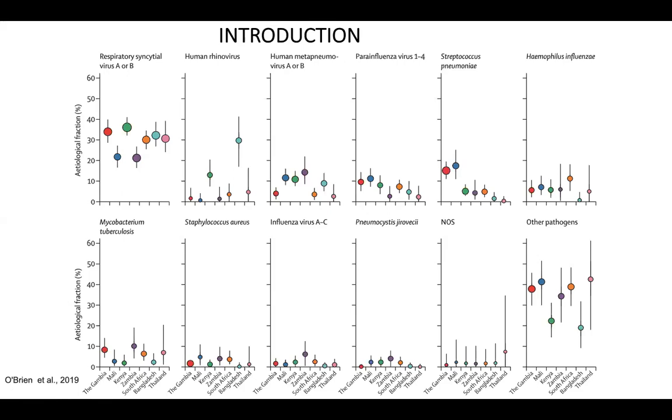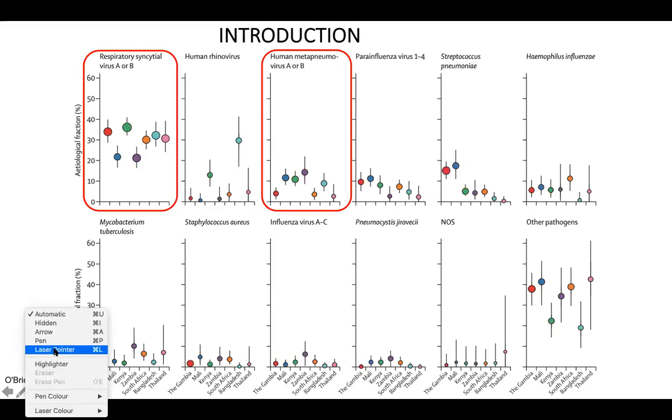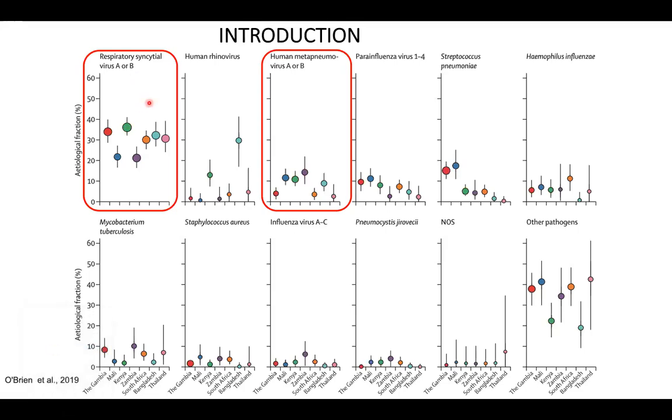On the y-axis is the etiological fraction, showing the population attributable risk for the different pathogens. This study was looking at all causes of pneumonia, and it recruited both cases and controls. Of interest to me are HMPV and RSV. RSV was the main cause of pneumonia and accounted for about 35%. HMPV was also important.